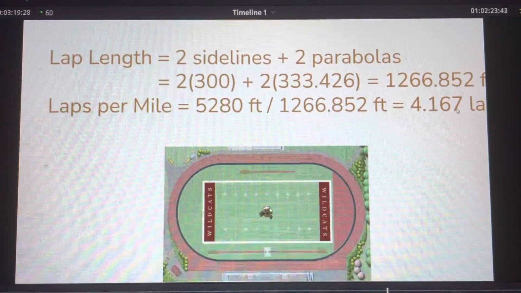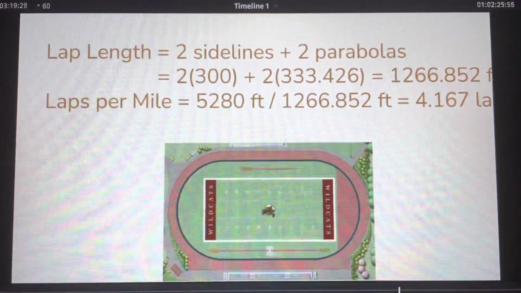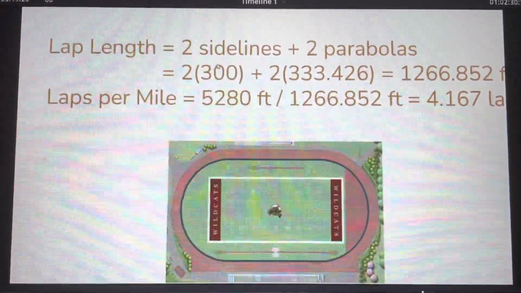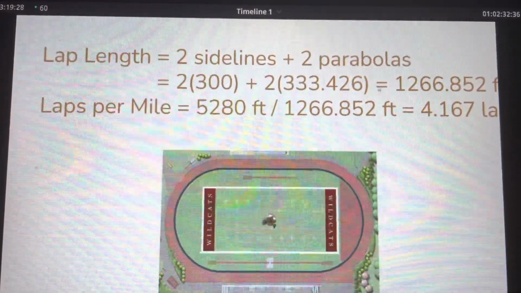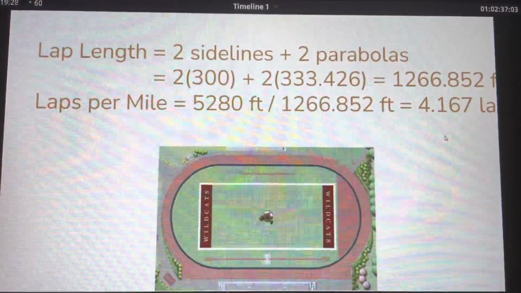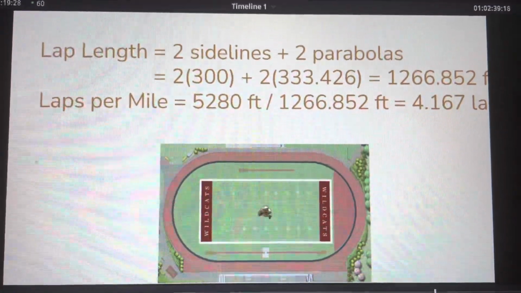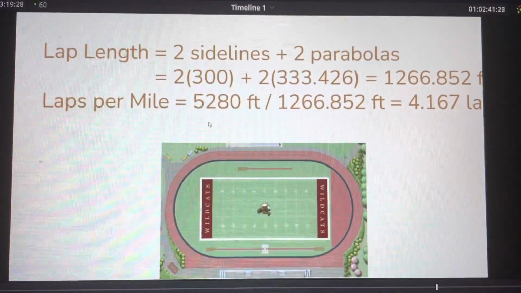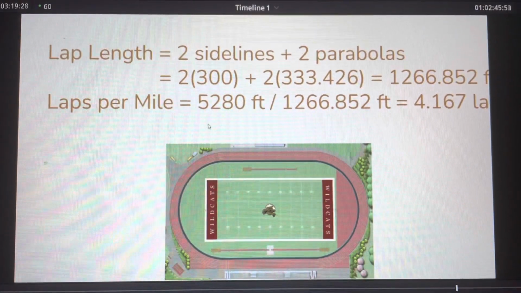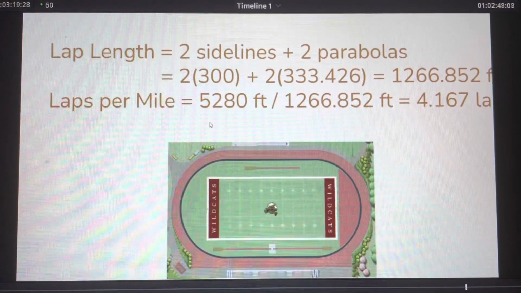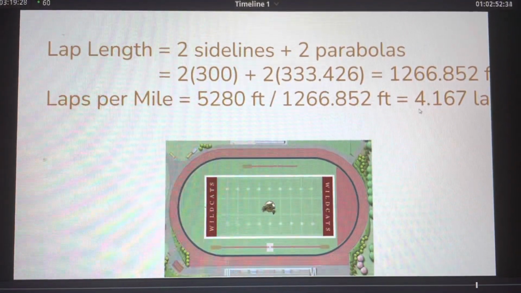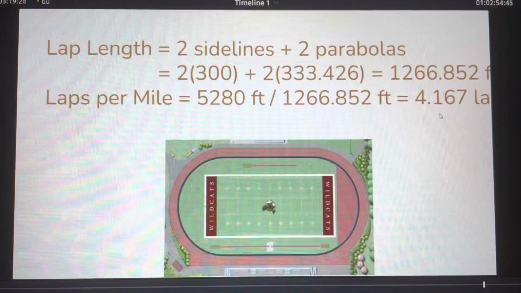Finally, in order to get the total lap length, we plug in our values, so we get 2 times 300 plus 2 times 333.426, which equals about 1266.852 feet. And the number of laps per mile is just taking 5,280 feet and dividing it by the lap length, because there's 5,280 feet in 1 mile. When you do this division, you get about 4.167 laps per mile.